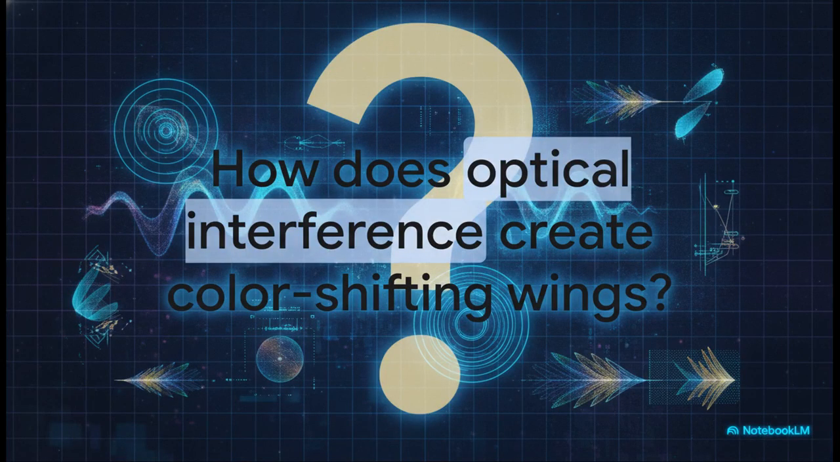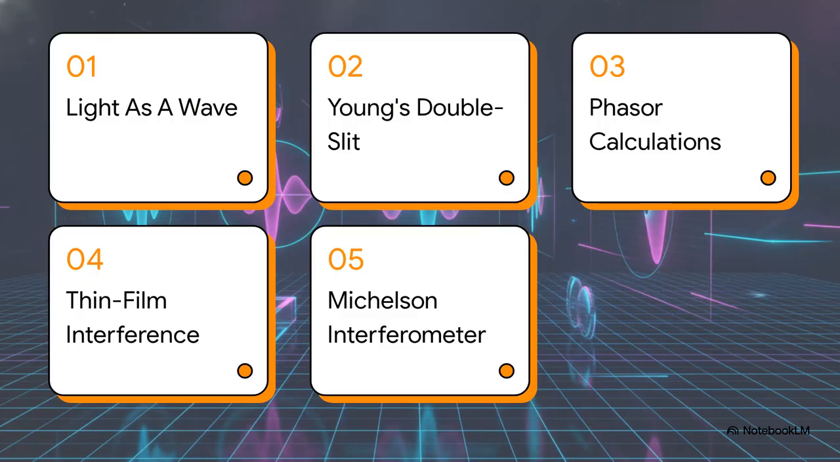And this brings us to a really fascinating question, one that's going to frame our entire journey today. How exactly does light, interacting with itself, act as the fundamental source code behind this natural hologram? Well, to answer that, we kind of have to rethink everything we know about how light actually travels. So here's our blueprint for today's explainer. We'll start with Section 1, light as a wave, then Section 2, Young's double-slit experiment, Section 3, calculating interference with phasors, Section 4, thin film interference, and finally, Section 5, the Michelson interferometer.